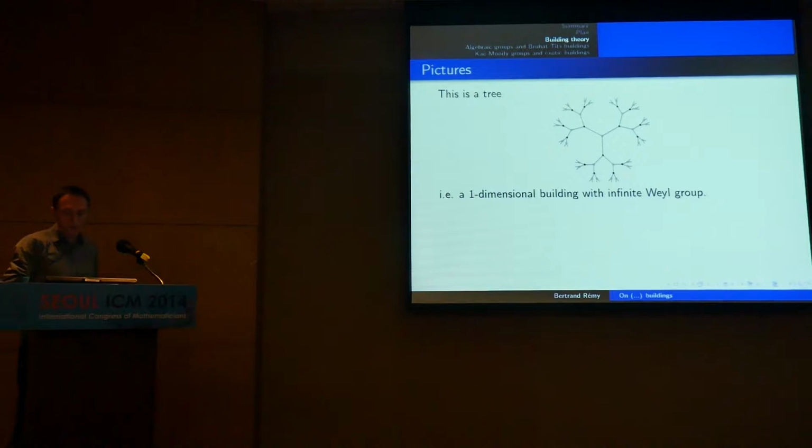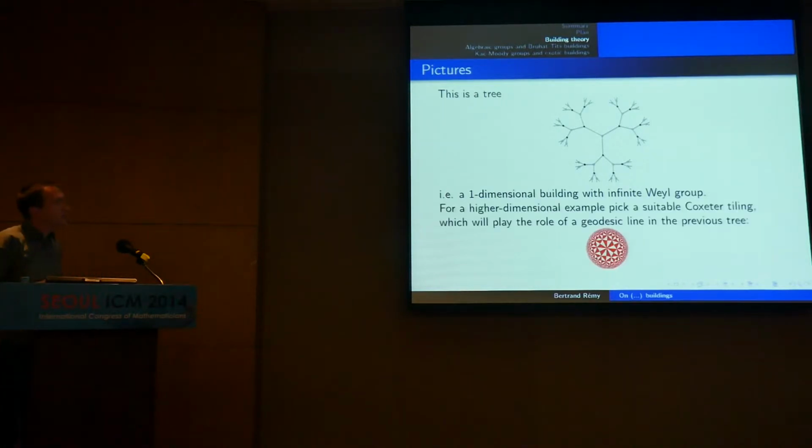And if I want to draw something which is higher dimensional, then I'm already in trouble, in the sense that this tiling, this red tiling, should play the role. It's an arbitrary choice, of course, of a Coxeter tiling. But this tiling should play the role of a geodesic line in the previous case. So now what I have to do to obtain a building is to glue some half tilings along walls in the initial one, and to iterate the procedure in such a way that the incidence axioms will eventually be satisfied.